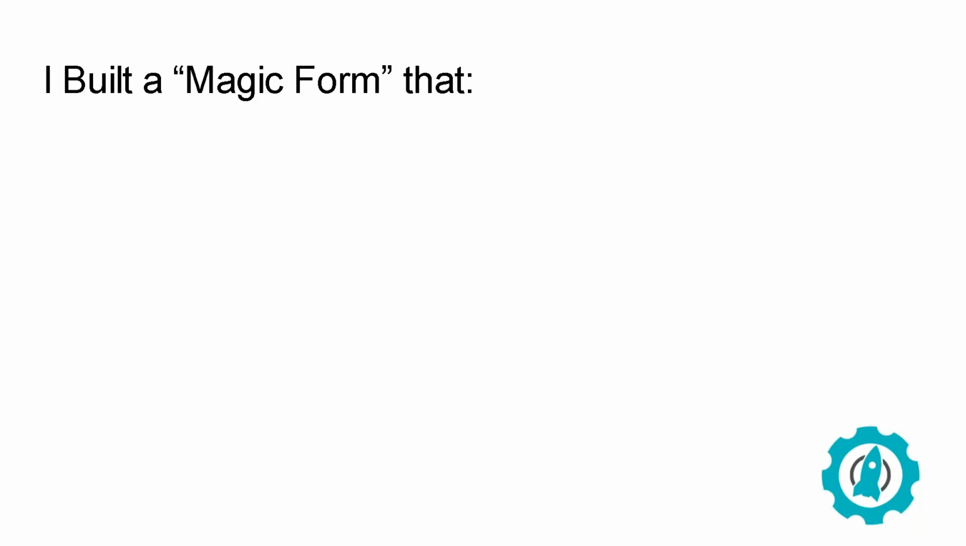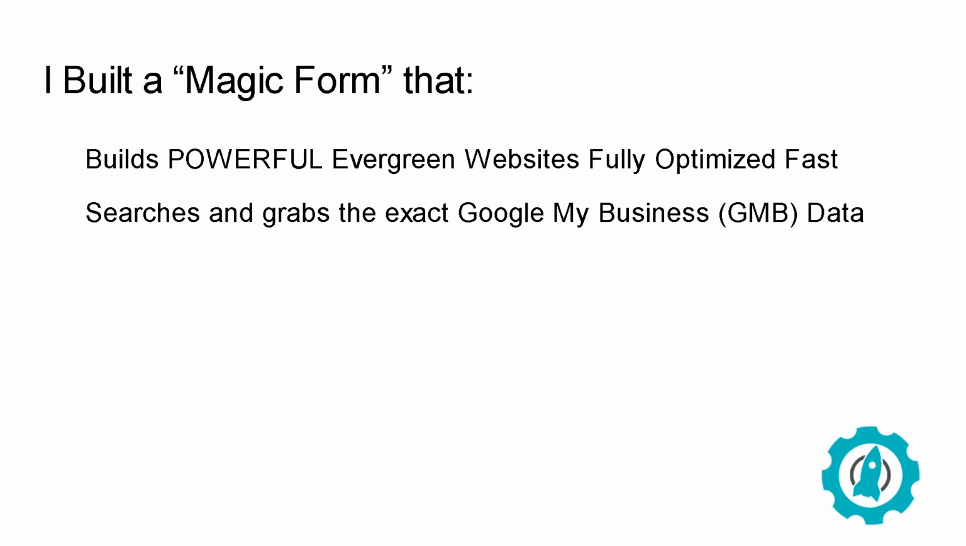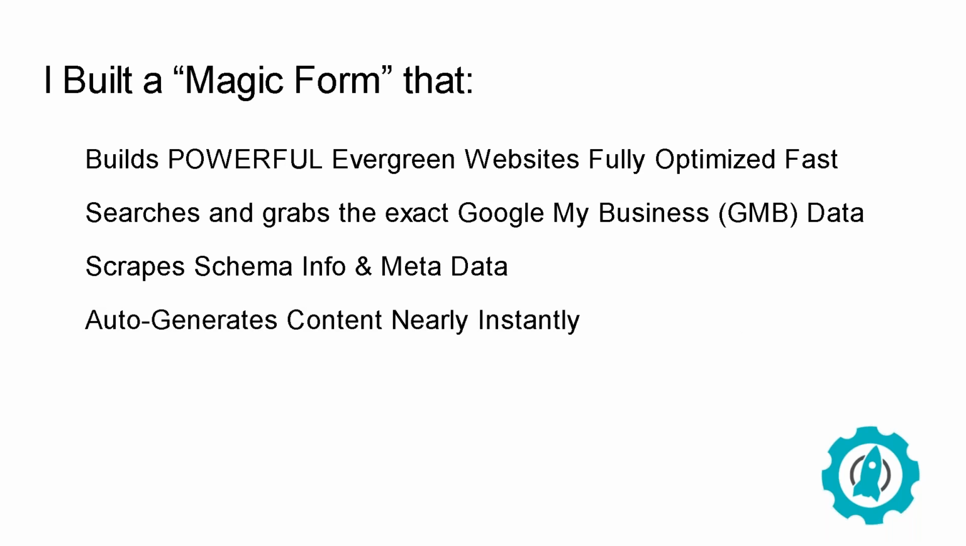So basically, a little bit about the Magic Form and Mass.Page Tools. This is the form that I built, and it basically builds these evergreen websites for you and optimizes them for you. It searches and grabs the exact Google My Business data and puts it right in this form, which sets it up perfectly for the Magic Page plugin. It also scrapes the schema and metadata, which makes it consistent through your websites if you are making mini sites. It also auto-generates content nearly instantly.